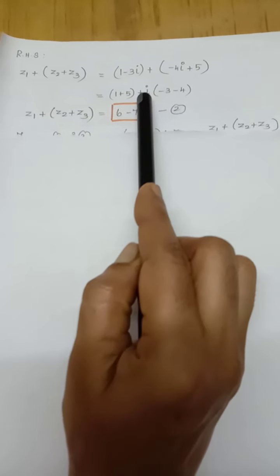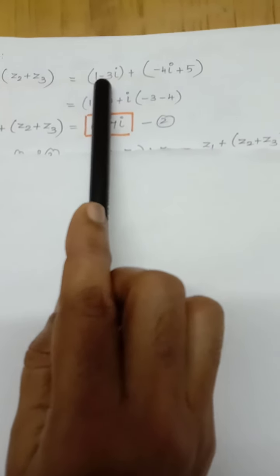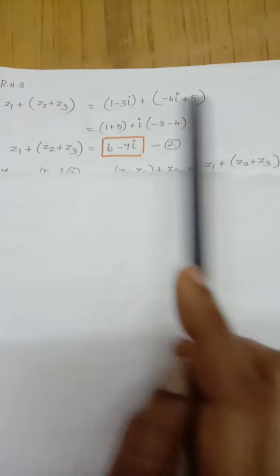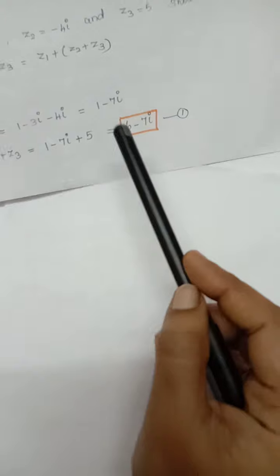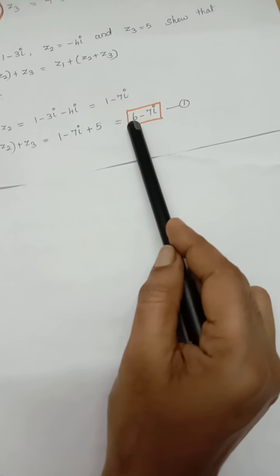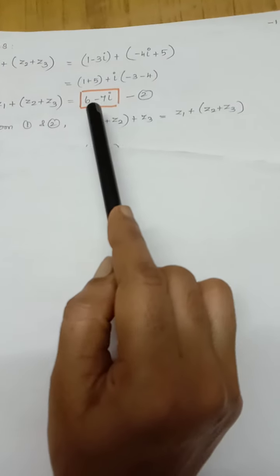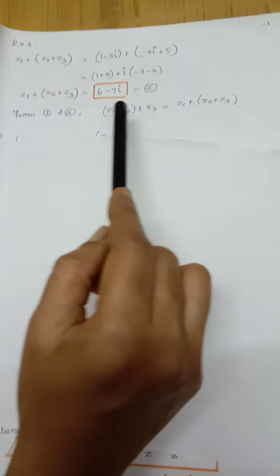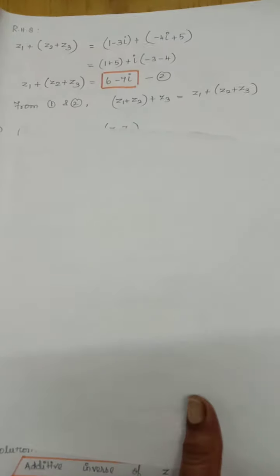So plus i. What is the imaginary part here? It is minus 3. Here it is minus 4. So that is minus 7i. Okay. Look at the left hand side. Here you are having 6 minus 7i. On the right hand side also you are having 6 minus 7i. So from 1 and 2 we have proved this property.